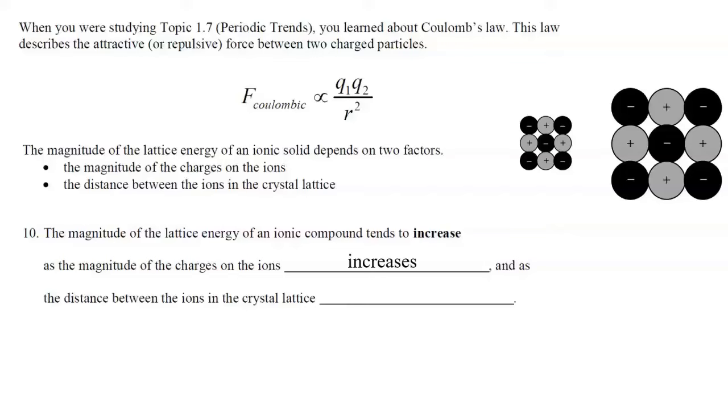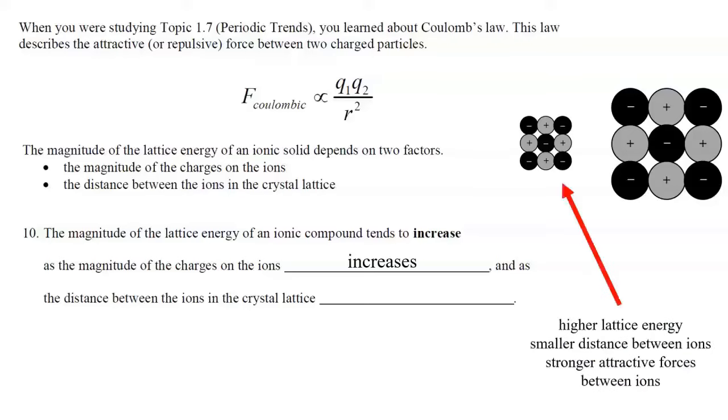Which one's going to have a greater lattice energy? Well, the particle diagram on the left has a smaller distance between the ions. That's the denominator in Coulomb's law, so it's going to have stronger attractive forces between the ions and a higher lattice energy. So number 10, we can summarize those 2 trends.